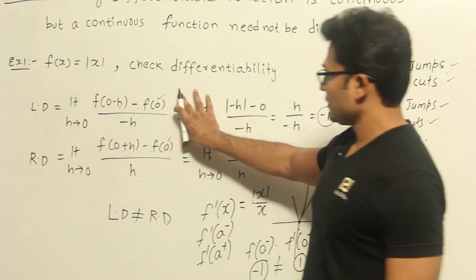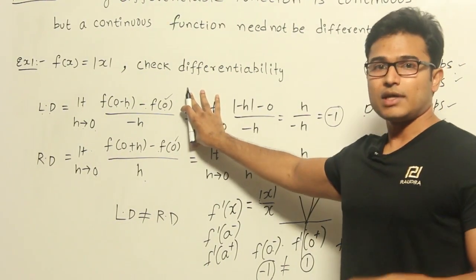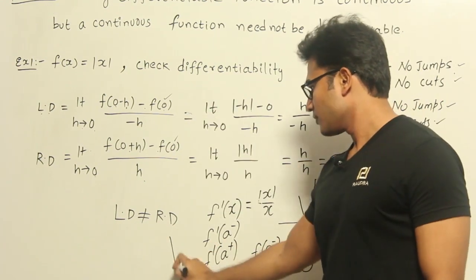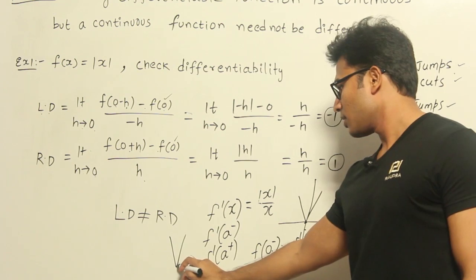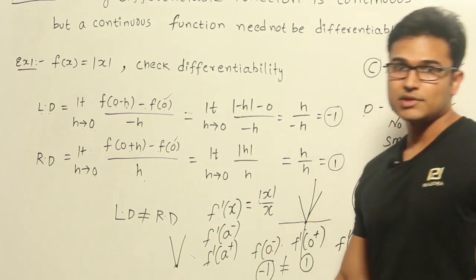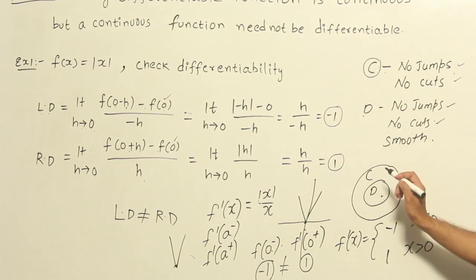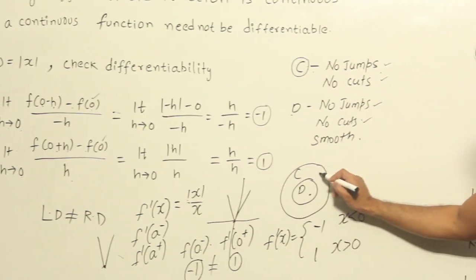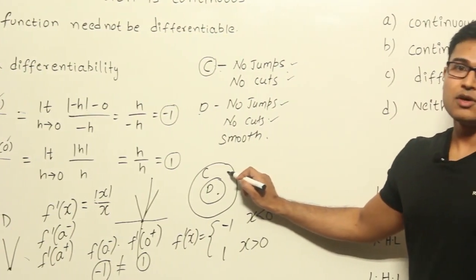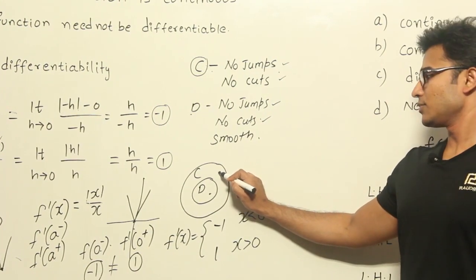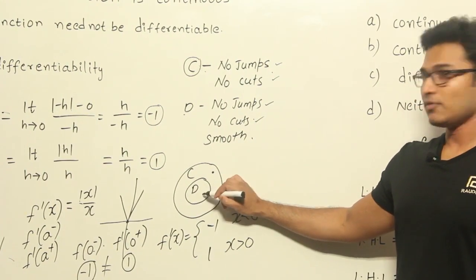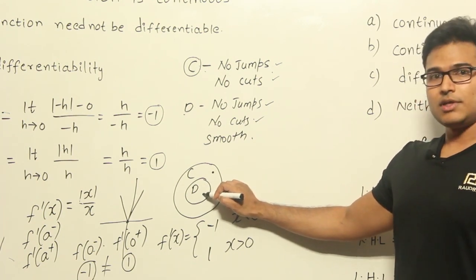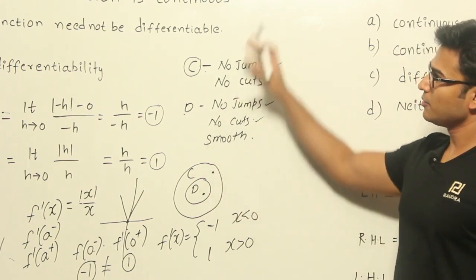Got it? So this is an example of a function which is continuous but not differentiable. So why did it happen? Because of this corner point. You are talking about what happens at the corner point. Got it? There will be functions which are continuous which are not differentiable, but you will not be able to find any function which is differentiable but not continuous, right? So remember this theory point.